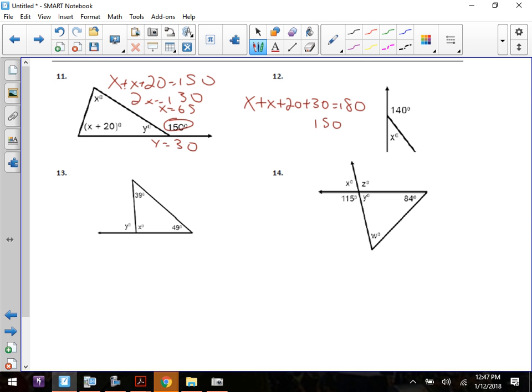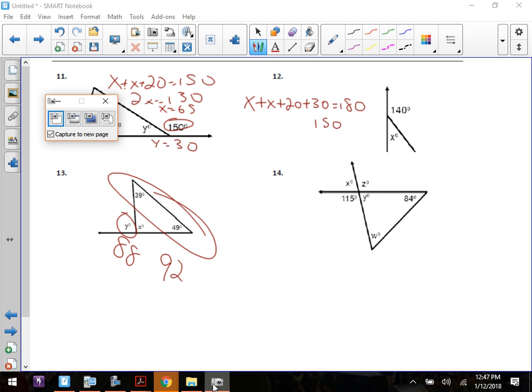In 13, x and y, well, y has to equal the sum of those two. 39 and 49, I believe, is 88. So if that's 88, the other side has to be 92. You have a bit of a mess, but you've got a bunch of vertical angles to work your way through, so it's pretty quick.